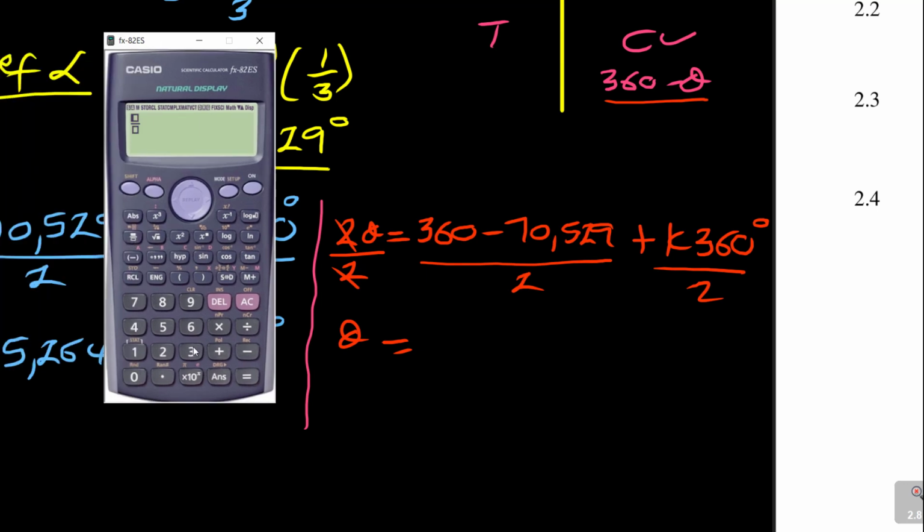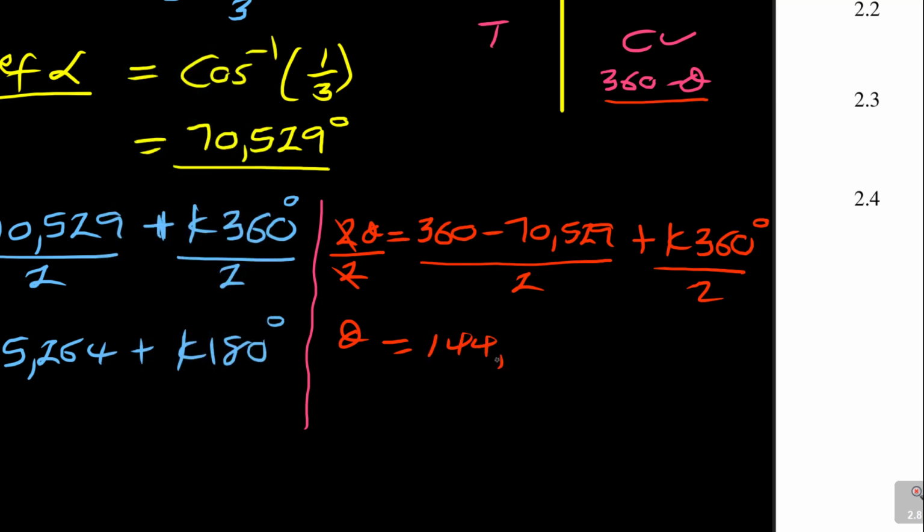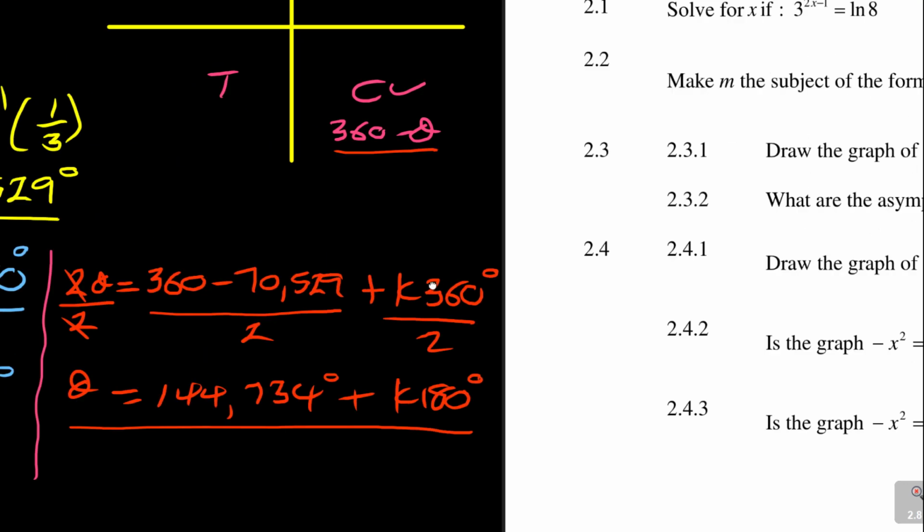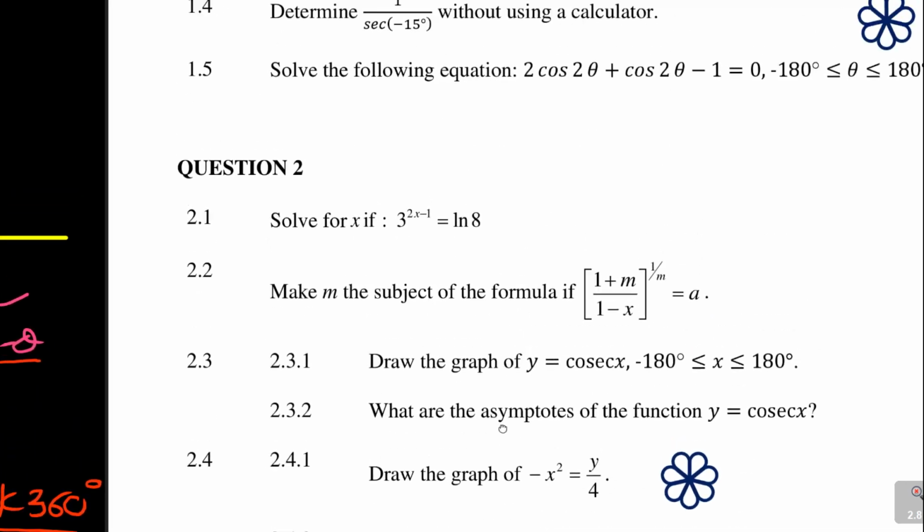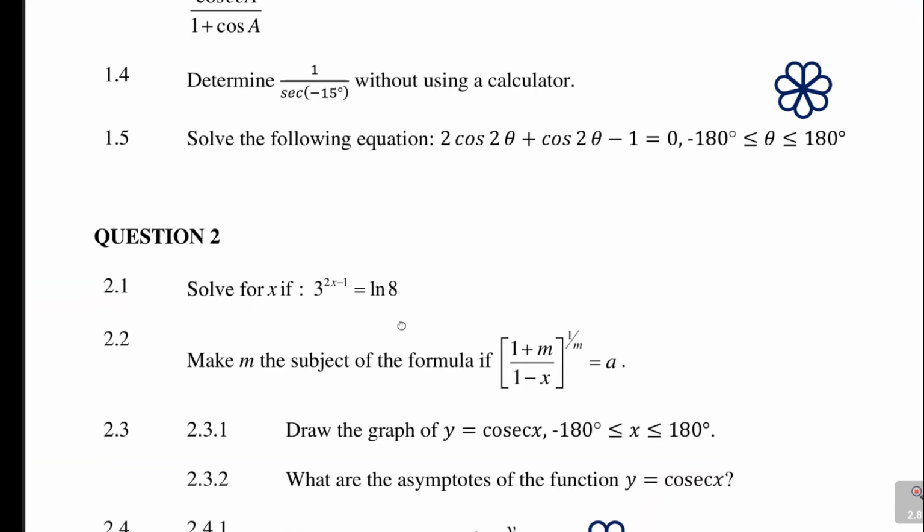So it will be 360 minus 70,529, divided by 2, it gives me 144,7355. So 144,734 degrees plus K 180 degrees. This was the general solution if they wanted that, but they gave you to say your answer must be between negative 180 and 180.